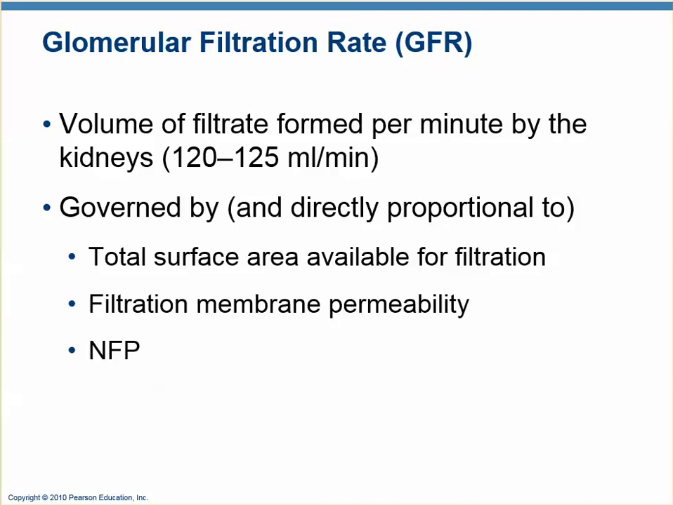The permeability of the filtration membrane changes in various diseases. Some autoimmune diseases make the filtration membrane more permeable, so that would be a nephrosis. Other things make it less permeable, so that would be inflammation of that membrane, so a nephritis will make it less permeable. And in order to maintain the GFR, we have to adjust the net filtration pressure.